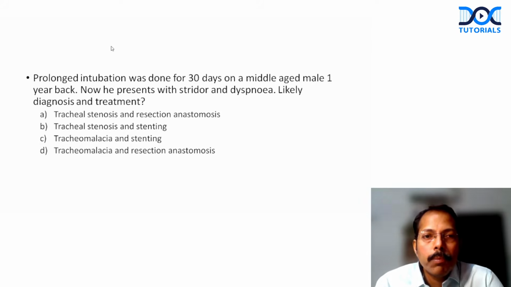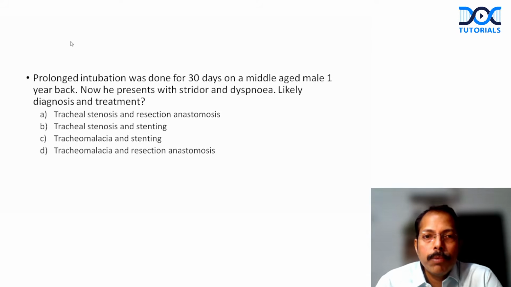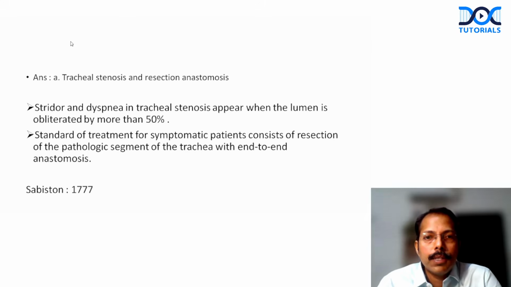So next question. Prolonged intubation was done for 30 days on a middle-aged male one year back. Now he presents with stridor and dyspnea. So what is the likely diagnosis and treatment? The options given were tracheal stenosis and resection anastomosis, tracheal stenosis and stenting, tracheomalacia and stenting, tracheomalacia and resection anastomosis. So it is a clear-cut case of tracheal stenosis, and for tracheal stenosis, tracheal reconstruction is the best possible treatment. So the answer is A.